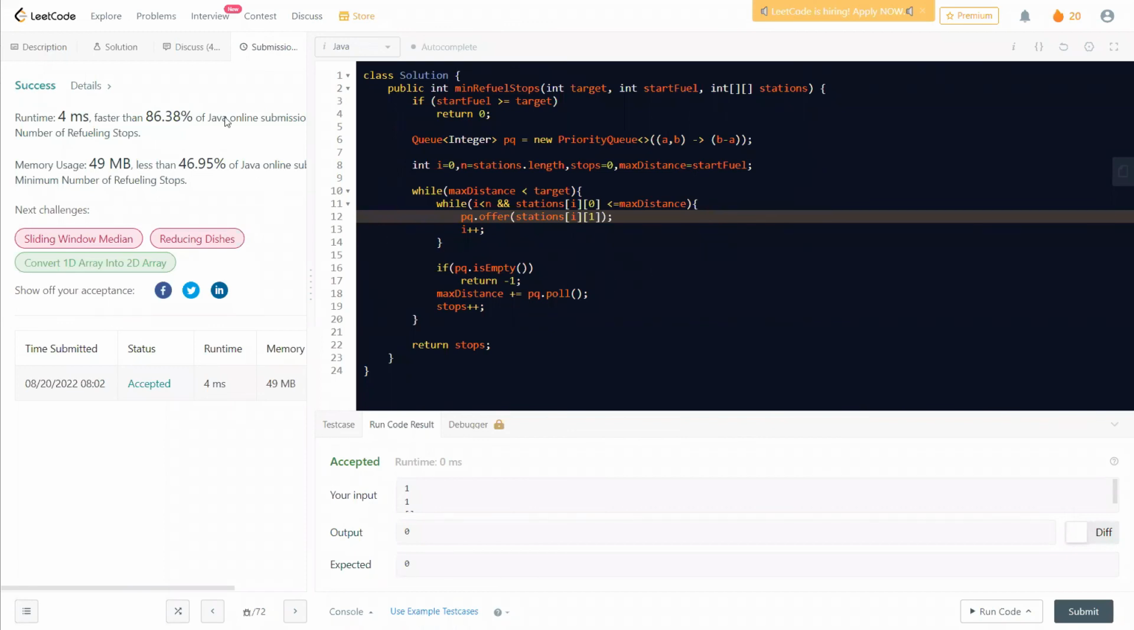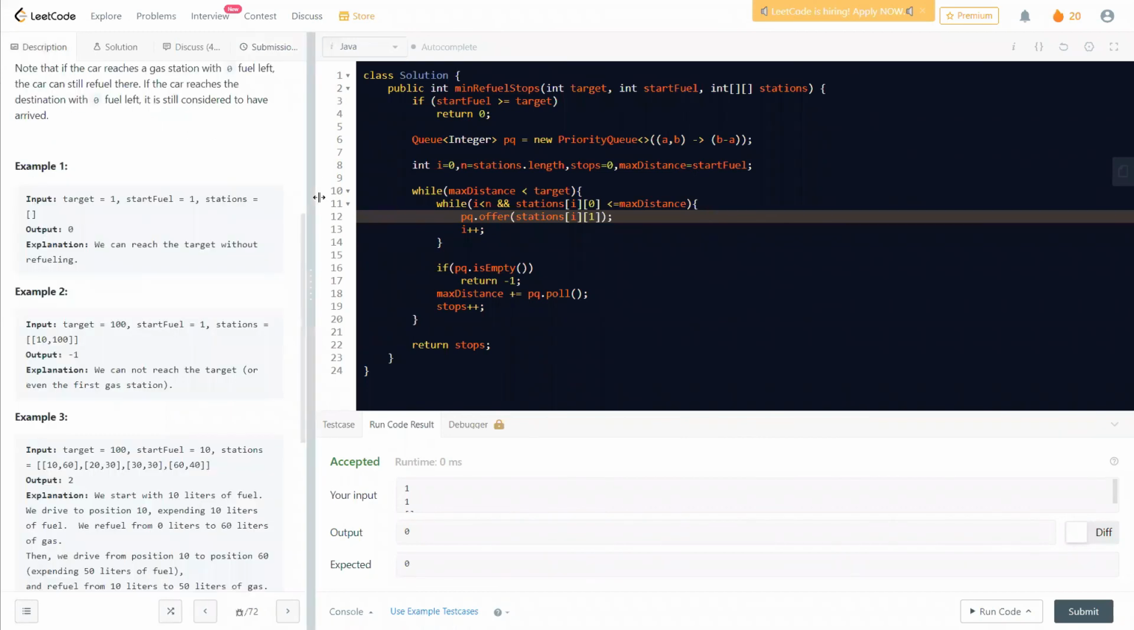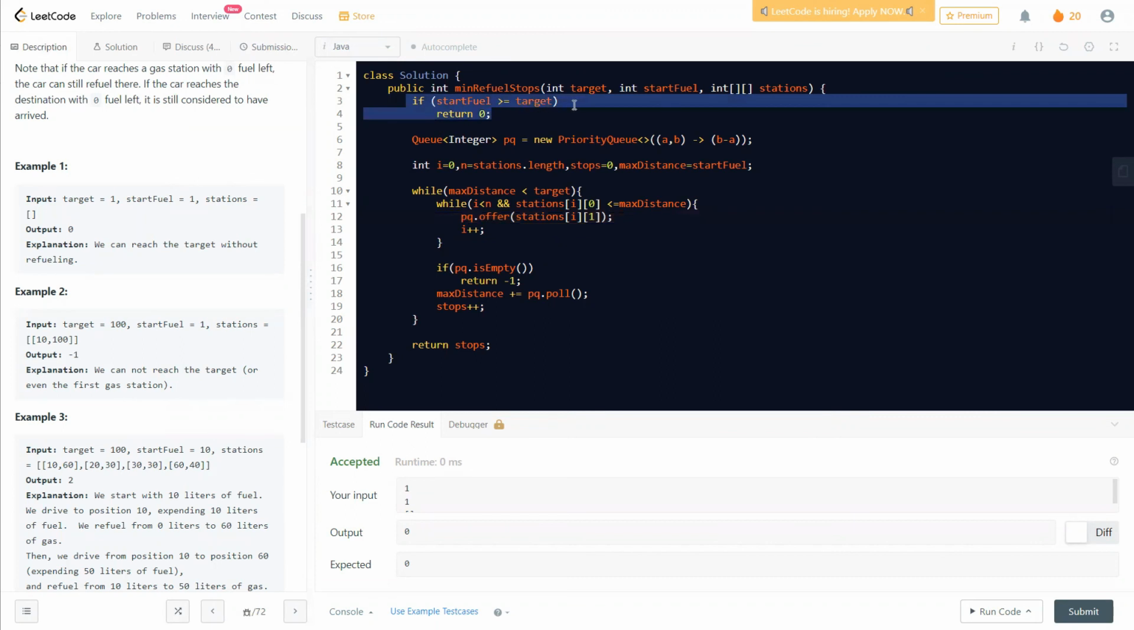So here it is. That's how our code works for us. Let's understand once in short how this code works. The first thing is: if the start fuel is greater than or equal to the target, return zero. That's our example one.